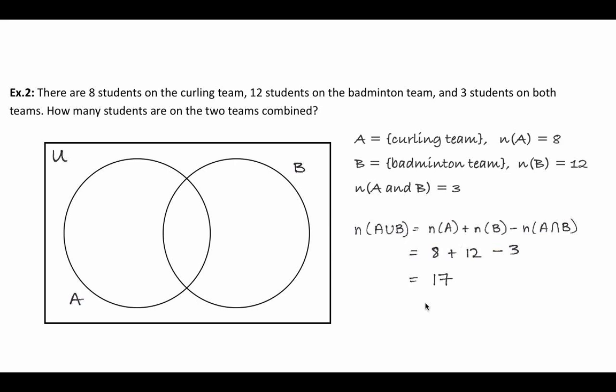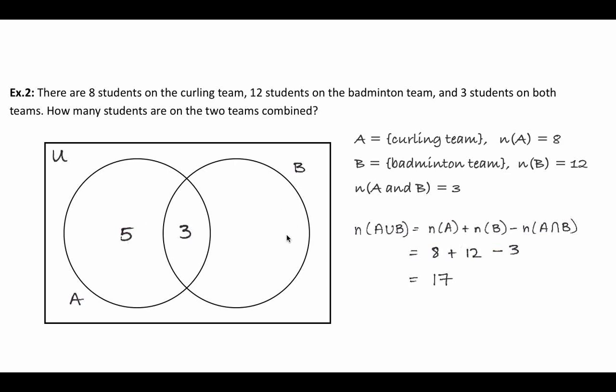Now, we can also display this in a Venn diagram. We can solve it using a Venn diagram, or we can solve it using the principle of inclusion and exclusion. So we just solved it using the principle of inclusion and exclusion. Now let's look at it by solving it visually on a Venn diagram. So here we have our 3 students on both, and they're in the middle. We've got 8 students on the curling team. So imagine this is a really big hula hoop. We've already placed 3 of our 8. So the number of students on the curling team and not on the badminton team would be 8 minus 3, which is 5.